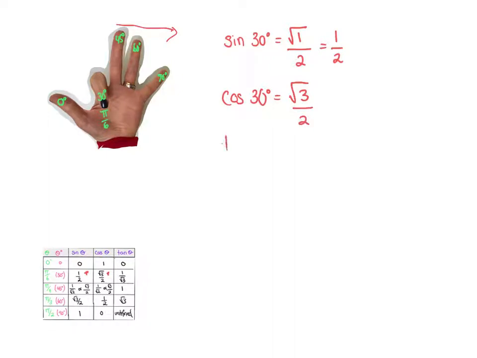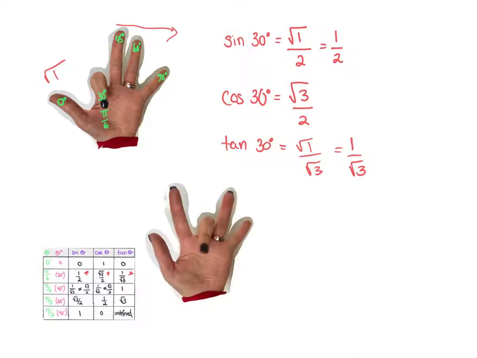And if we were doing tan 30 degrees, remember it's the square root of the left fingers, which is 1, over the square root of the right, which is square root 3. So you could write that as 1 over square root 3, which is what they've got there. Okay, so let's try another one.